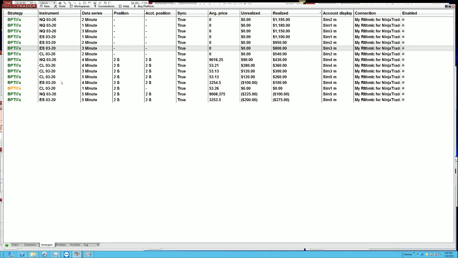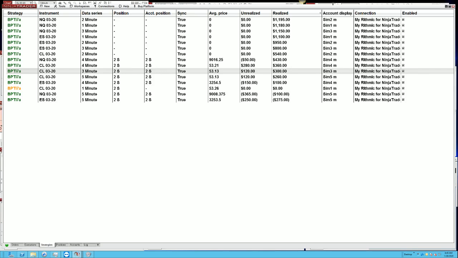Then we have the CL. It was 2 minutes, nailed 540. Then we have a NASDAQ on the 4 minutes. It nailed 430 earlier, and it is on a trade now. And then there is a 280 on the 4 minutes, and it has already made 360. Then we go to the CL 3 minutes, and then you see there is a 300.